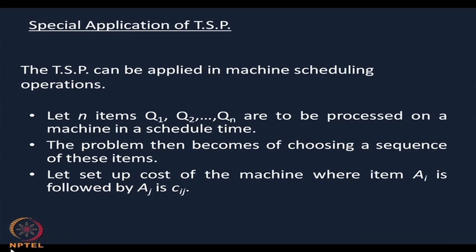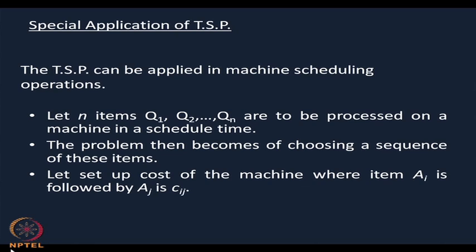So, first we will discuss that part. Graphical also I will tell, but before the solution I will start with the assignment, then we will see the graphical. Let us see how we can represent. There are n items q1, q2, qn to be processed on a machine in a scheduled time period. So, n items are there, we want to process on a machine. The problem for us is that we have to choose a sequence of these items, that is, which item should be processed first on the machine, which item should be processed second, like this.